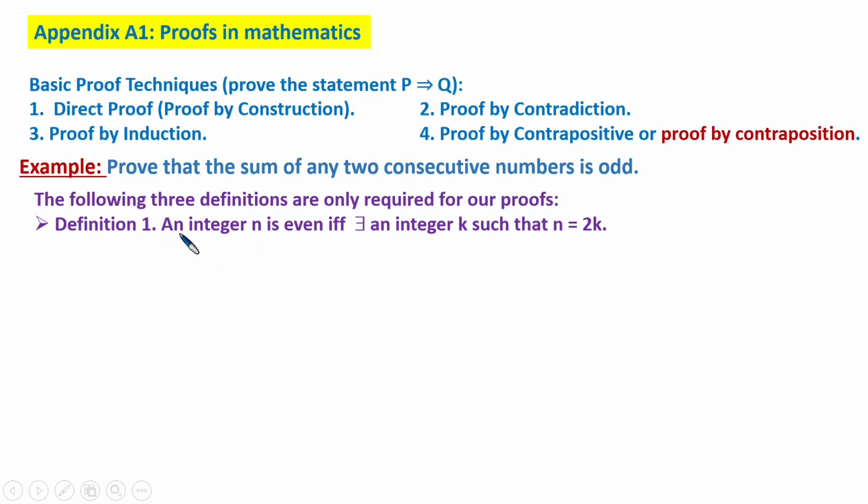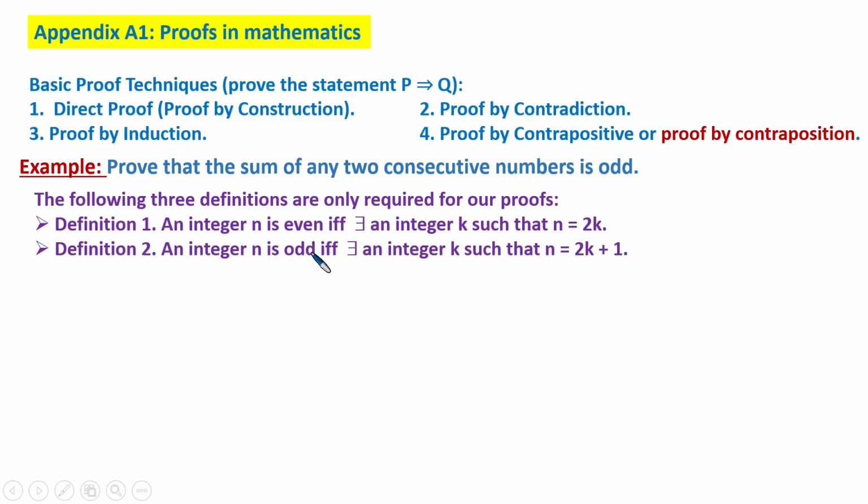So what is definition 1? An integer n is even if and only if there exists, this is the symbol we are going to use, an integer k such that n equals 2k. So an even number will always be some number multiplied by 2. Any number which is divisible by 2, you will get one number k, then it is an even number.